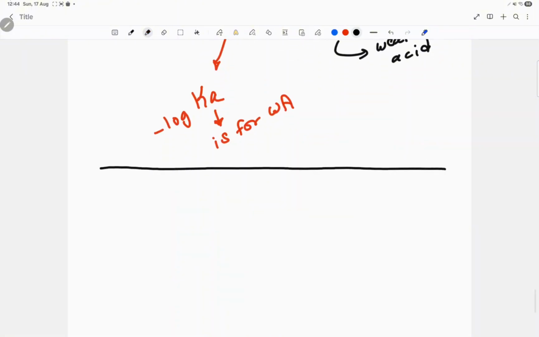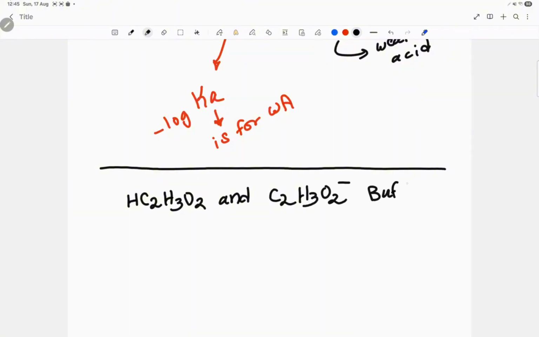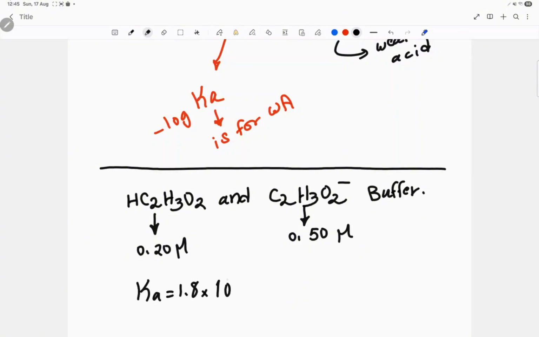So I'll just say that we have an HC2H3O2 and C2H3O2 negative buffer, and the concentration of the acid is 0.20 molar, and the concentration of the conjugate base is 0.50 molar, and the Ka is 1.8 times 10 to the power of negative 5. We're going to now say find the pH.